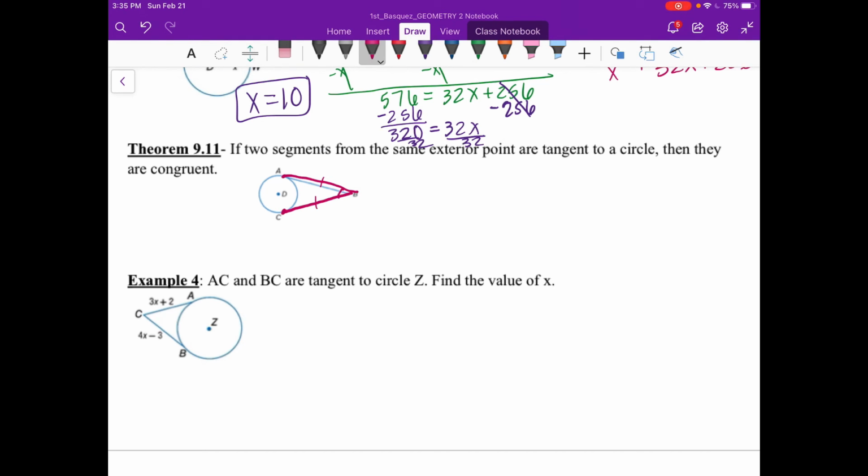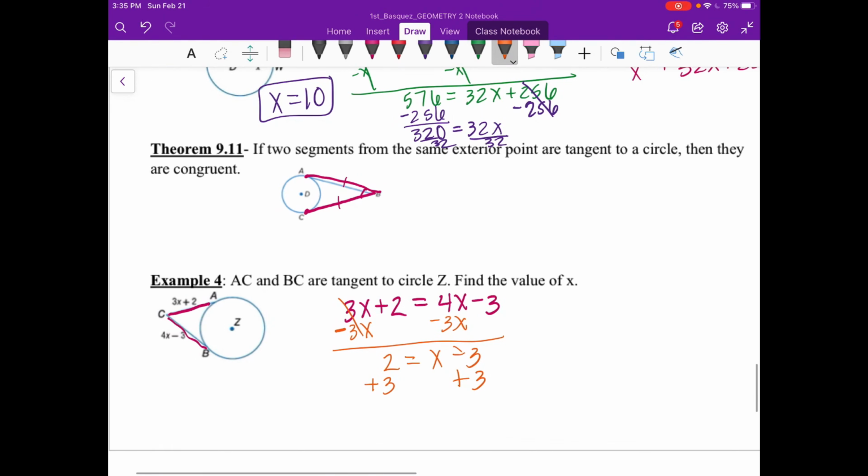Therefore, for this very last example, if I have AC and BC are tangents, and they both come together at the same exterior point, then I can actually set them equal to each other. So 3x plus 2 equals 4x minus 3, and then you just solve for x. I'm going to subtract the 3x first. Then I have 2 equals 1x minus 3, and then I add the 3 over. So x equals 5 as my final answer here.